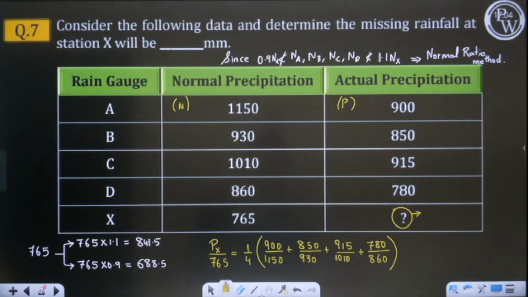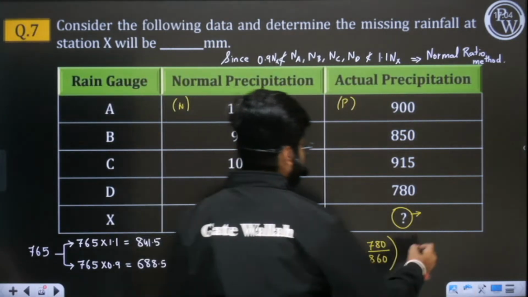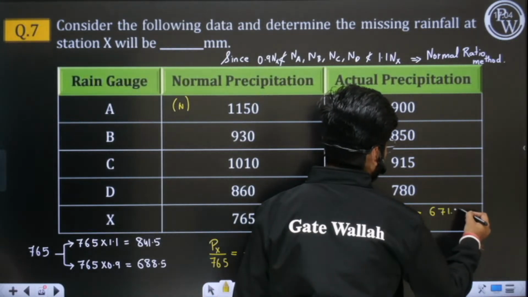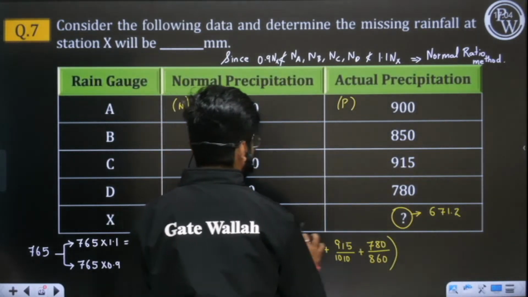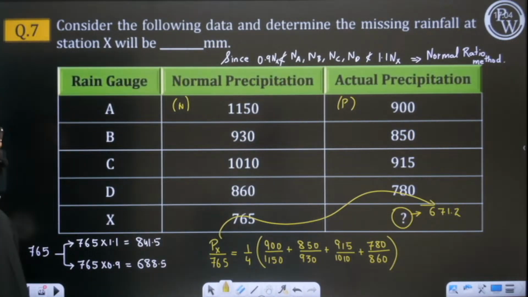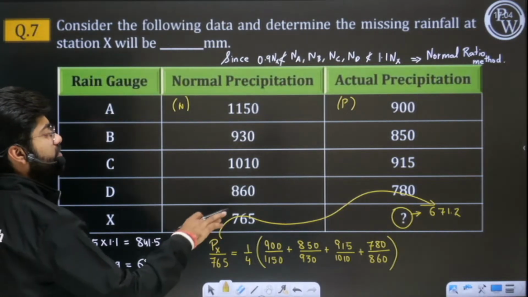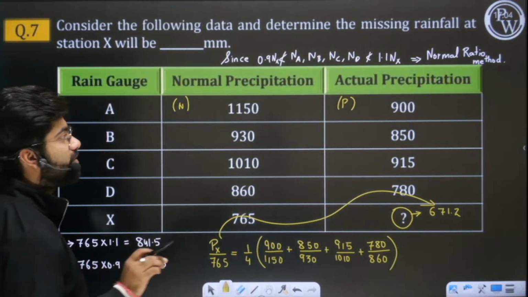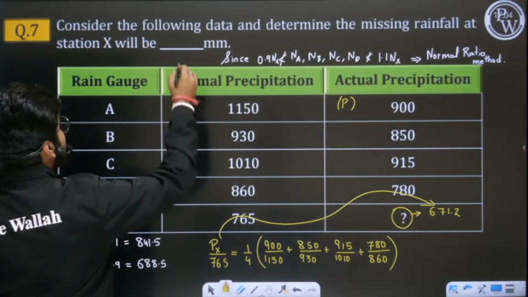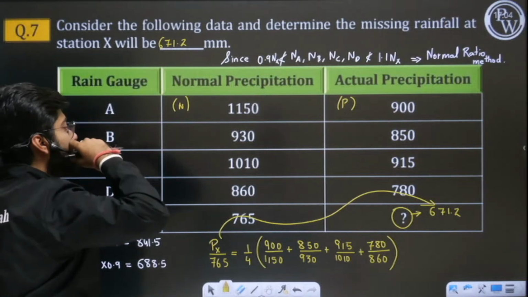671.2. I am getting it as 671.2. Are you getting the same? Yes, perfect. Very good. So this value we can evaluate, and we have estimated that if we would have measured the rainfall, it would have been somewhere around this value only, 671.2 mm. Okay, so this is your final answer. You can round it off.